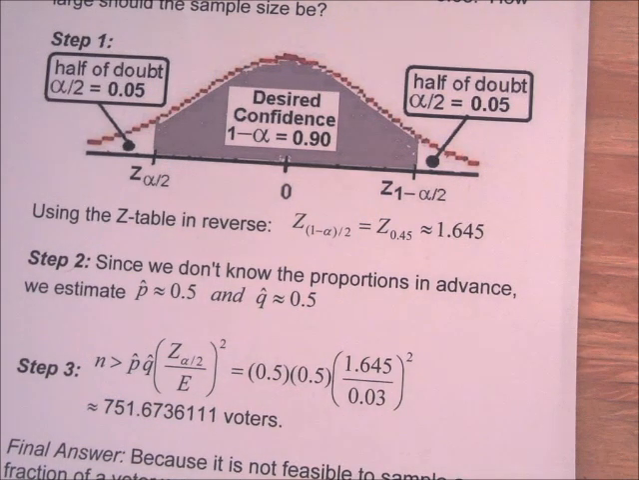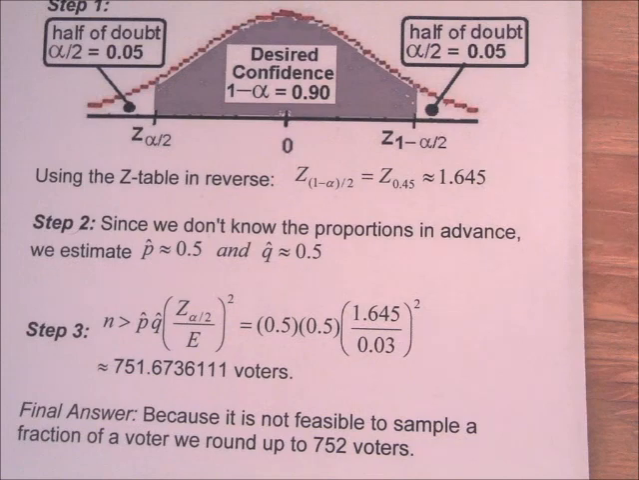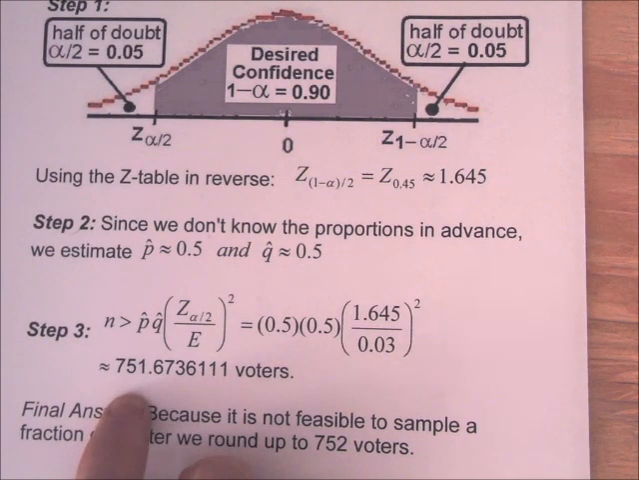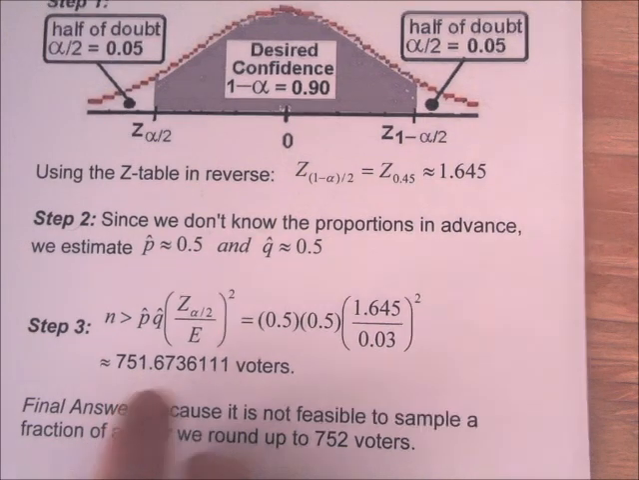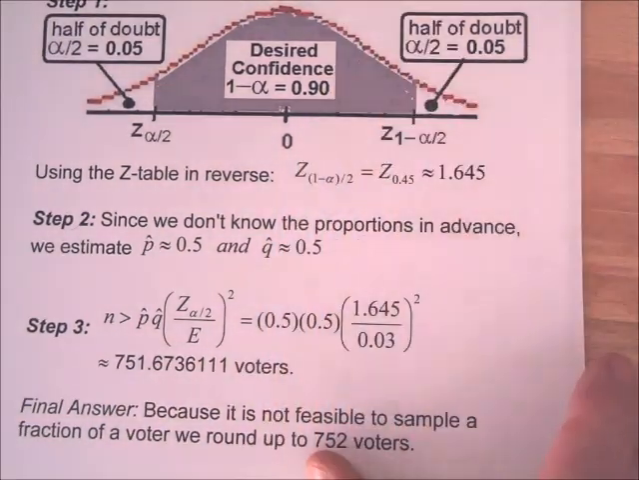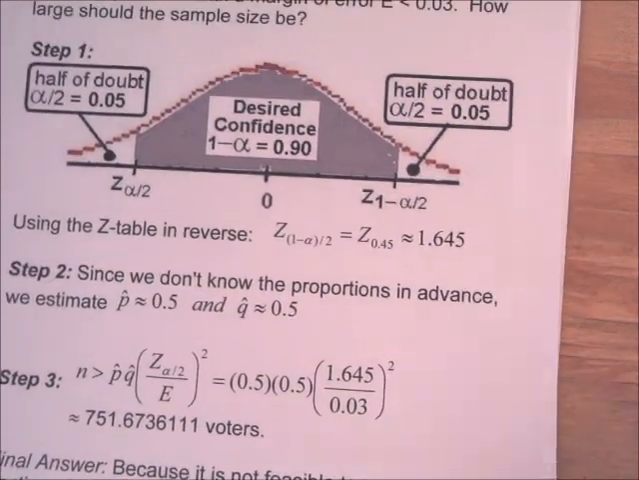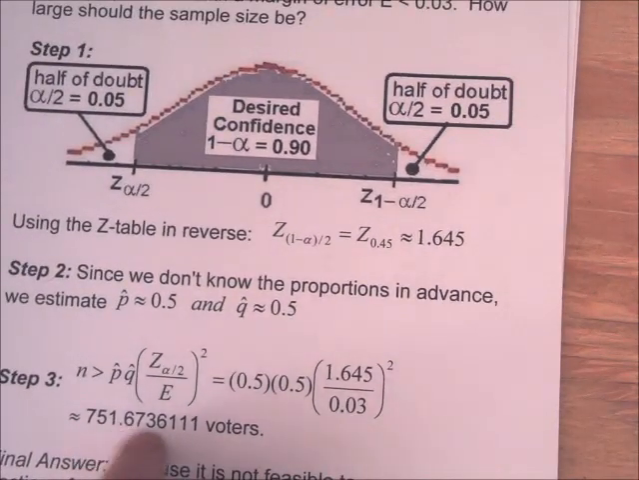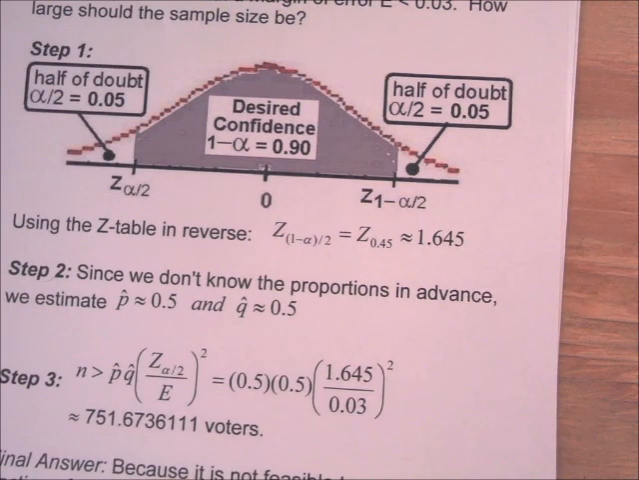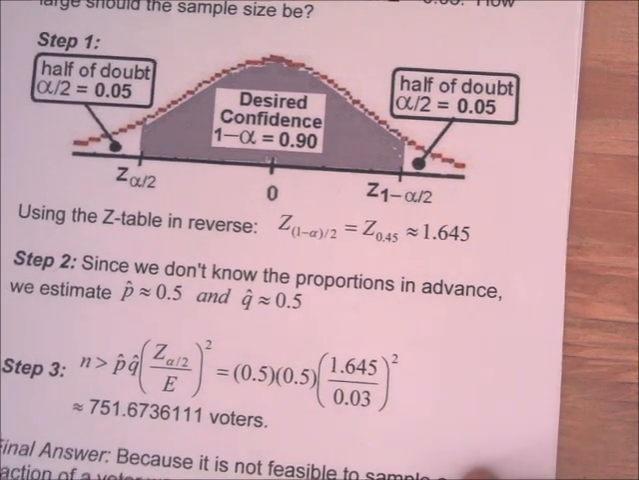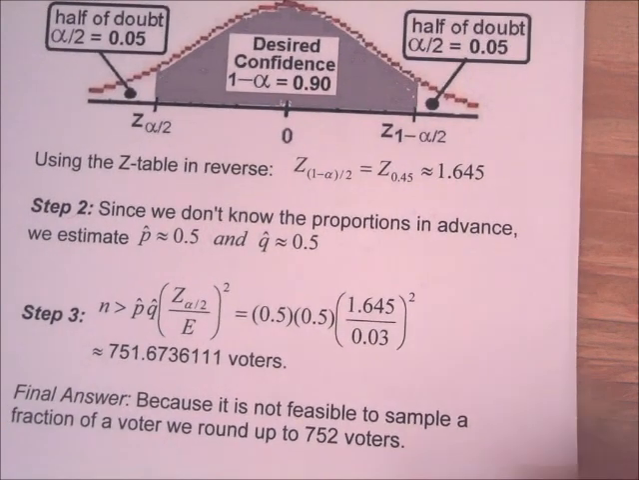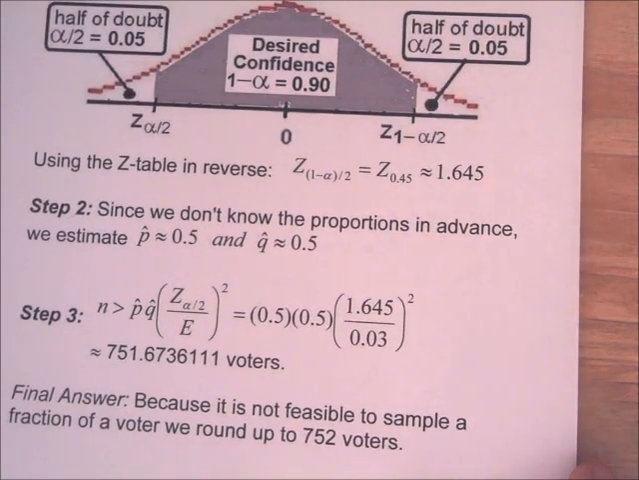It comes out to be 751.67 some voters. It's not going to be feasible to sample a fraction of voters. If we round down, it's going to put our margin of error over 0.03, which is more than what we wanted. So we need to round up. Even if it was 0.01 after the decimal point, we still need to round up. So we round up to 752 voters. And that concludes this presentation.